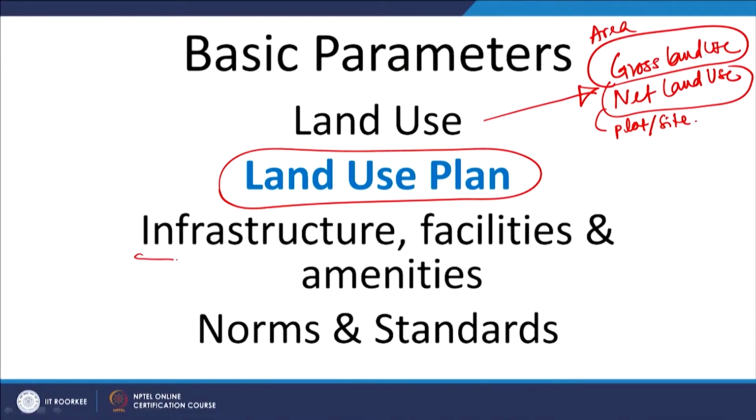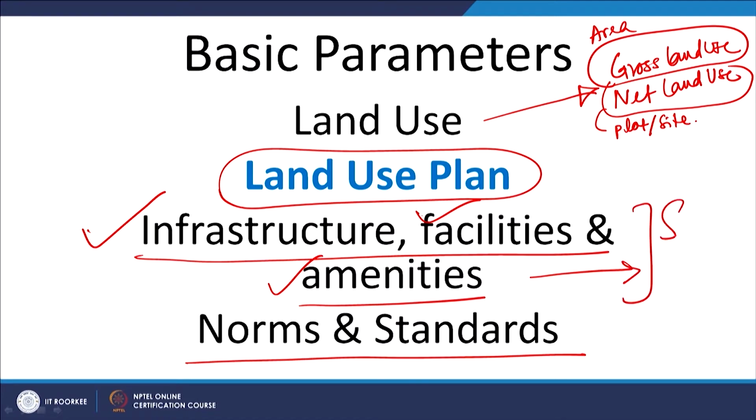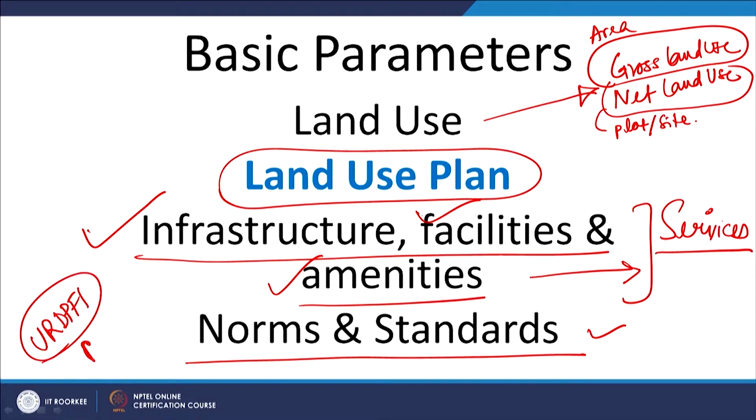Apart from that, there are infrastructure, facilities and amenities based on some norms and standards. At the end of any planning exercise, we have to specify the infrastructure, facilities and amenities for providing basic services based on some norms and standards. Norms and standards in India we have discussed earlier also. We follow URDPFI for the planning standards, public health manuals, CPHEEO manuals, or we follow NBC for building related codes. So, these are the codes, norms and standards which are followed within the planning framework.